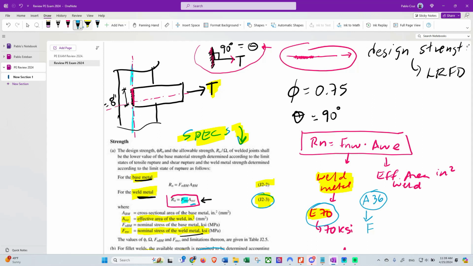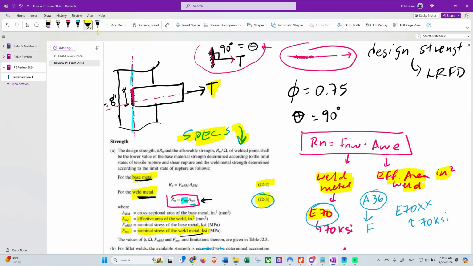So the E70, right? We know the E70XX. In reality, this value is the stress of the welding. In this case, it's the 70 KSI, right? That's a given. And then we have the other element in this formula, which is the effective area of the weld in square inches. This is the AWE value. So this is pretty clear and straightforward.